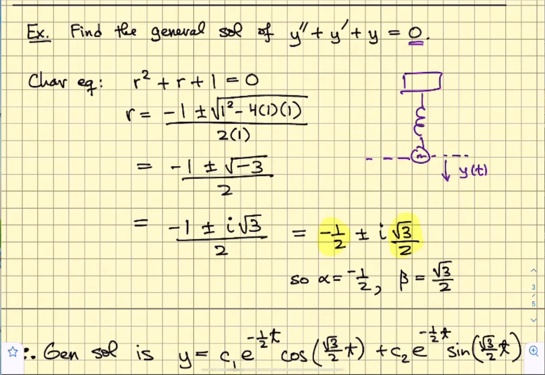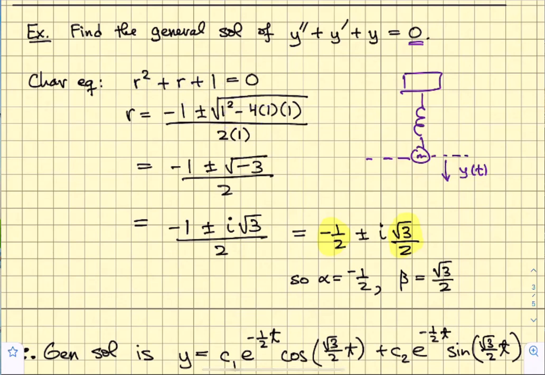This would be our mass, this would be our damping, and this would be our spring constant. Okay, so here our A is 1, our B is 1, our C is 1. So our characteristic equation is ar squared plus br plus c. We'll use the quadratic formula to solve this. It's not going to factor.